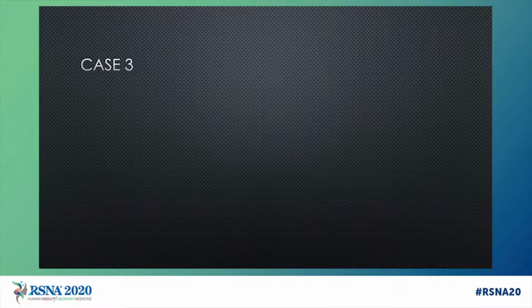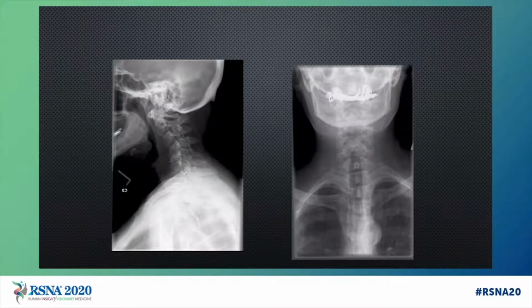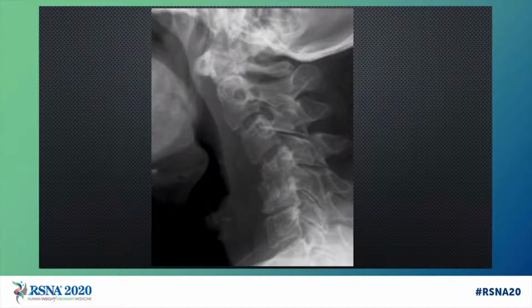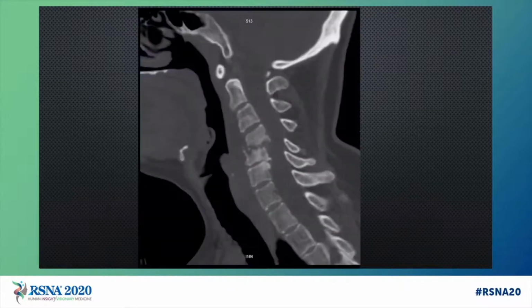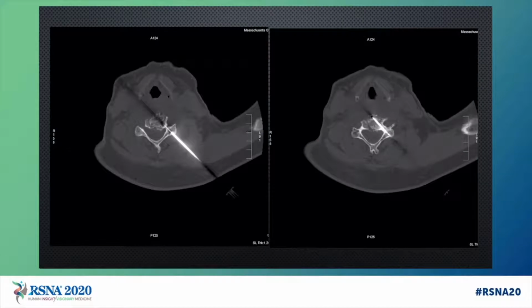Okay, case 3 is a middle-aged woman with neck pain. If we look at the radiograph more closely, we can see at C4, C5, the end plates are ill-defined. There's also soft tissue swelling. On CT scan, there's irregularity of the end plate. That's in keeping with discitis, osteomyelitis, proven by biopsy.